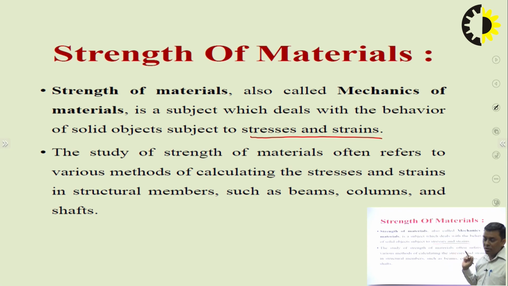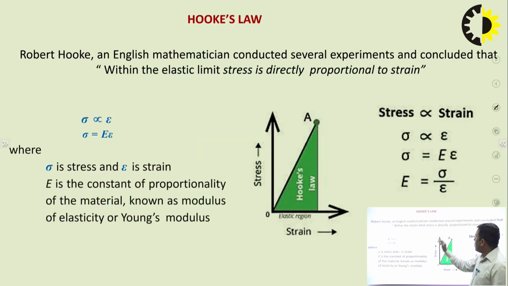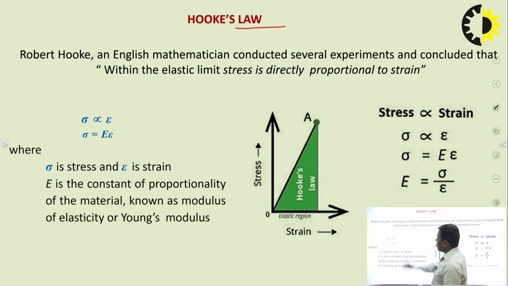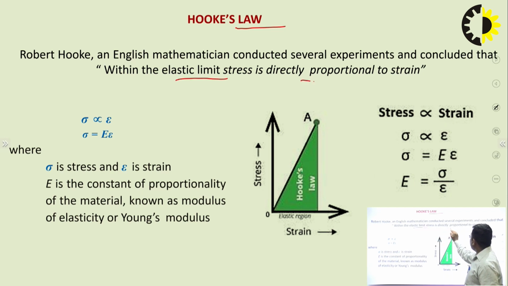So when I am talking about the stress and strain relation, a law comes to our mind that is known as Hooke's law. Robert Hooke was the mathematician who gave that law that within the elastic limit, stress is directly proportional to strain.